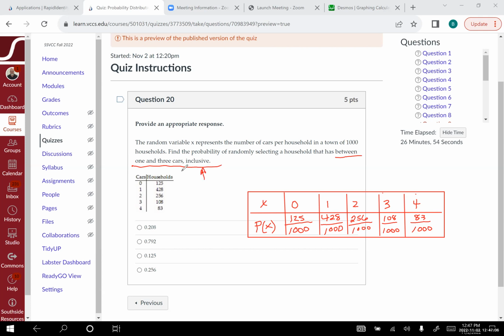If we just said between 1 and 3, what would that mean? What numbers are between 1 and 3? 2. Yeah, exactly, just 2. But when we say between 1 and 3 inclusive, what are we saying? 1, 2, and 3. We're including the 1 and the 3. I know the language is a little awkward, but they're very specific, of course, in math. So if they want you to include the endpoints, they're going to tell you to include the endpoints.